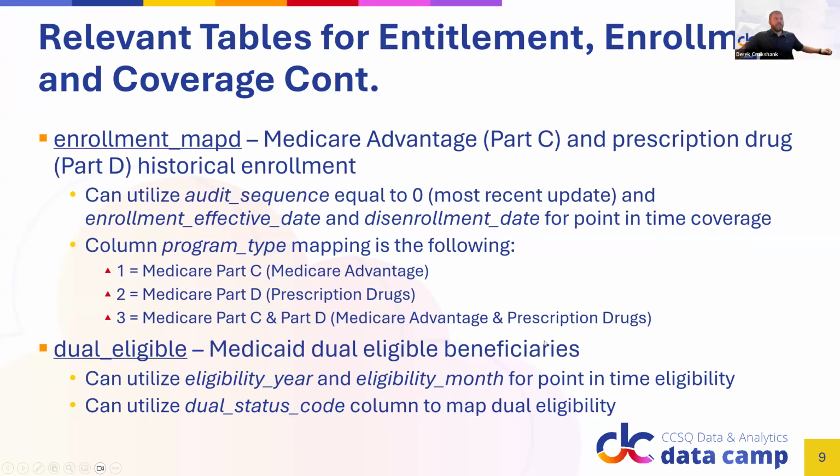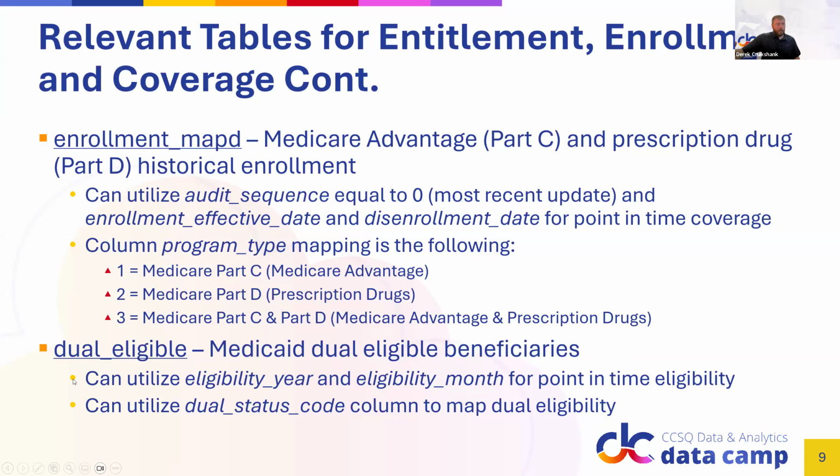Around Part C and Part D coverage is your enrollment MAPD. MA is Medicare Advantage, PD is Part D. Again, it's not necessarily coverage, but it talks at least about whether they are enrolled in Medicare Advantage or enrolled in a prescription drug plan, where you can utilize, again, effective dates and disenrollment dates to get point in time logic, as well as this program type column which has mappings that let you know whether it was Medicare Advantage or prescription drugs, or if it was both.